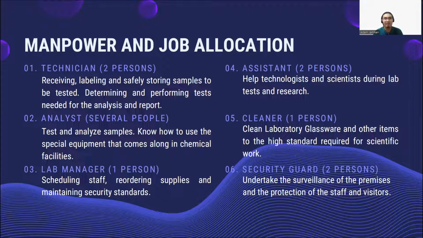The third one we need is a lab manager, only one. They will be the one tasked to schedule staff, reorder supplies, and also maintain security standards. We're going to need two people as assistants for the lab manager, to help technologists and scientists during lab tests and research. We need one cleaner to make sure the lab is always clean, clean the laboratory glassware and other items to the high standard required, and make sure the working place is clean.